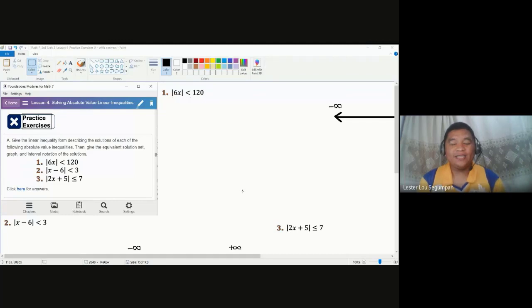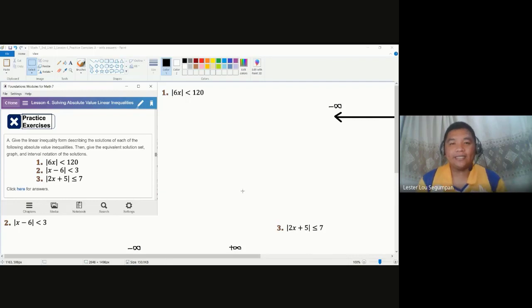Hello everyone. This is the second to the last video that focuses on the linear inequalities. But then again, we are still on absolute value linear inequalities. In the previous two videos, we were able to present our absolute value linear inequalities into the linear inequality form following the specific general forms for the less than and the greater than symbols. And then we were able to come up with the equivalent solution sets, the equivalent graph, and equivalent interval notations.